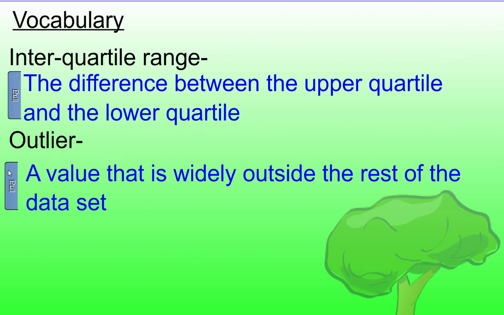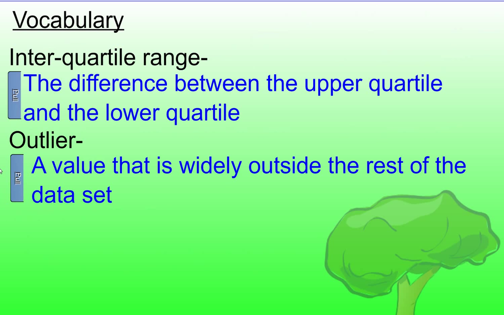And an outlier is a value that is widely outside of the rest of the data. This is another possible reason why sometimes data is skewed, where it doesn't quite look right, is if you have an outlier. One value who's maybe really far away from all the other values. It just doesn't seem to quite fit in.